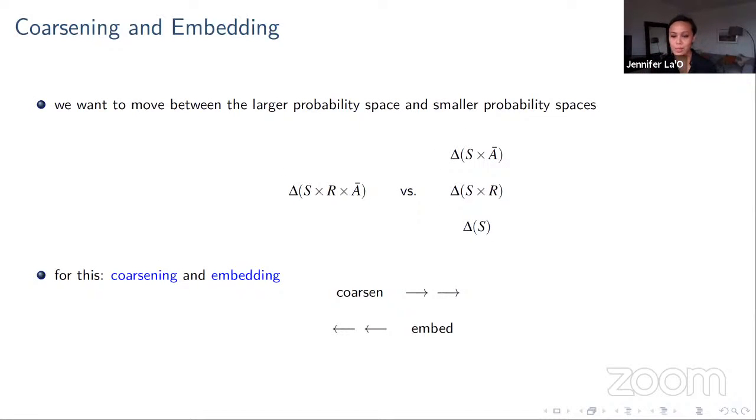So we want to think about how a divergence from one distribution to another responds to particular transformations of information. First, I need to explain what these transformations are. The first thing I want to think about is going from this larger probability space to smaller probability spaces, or basically going to marginal distributions. For that, we call it coarsening, and for the opposite, we call it embedding.